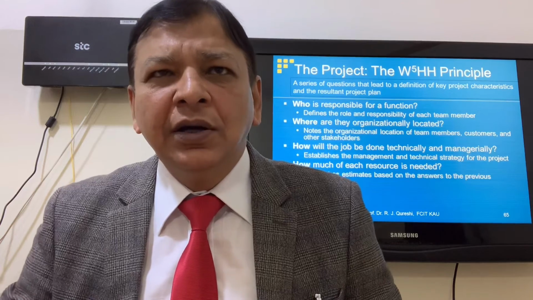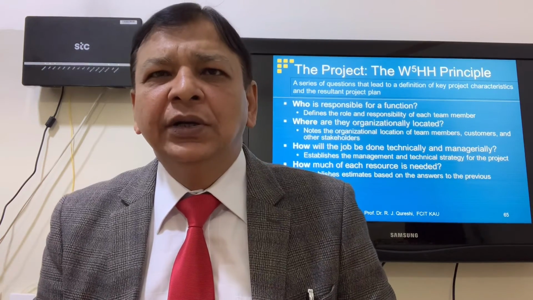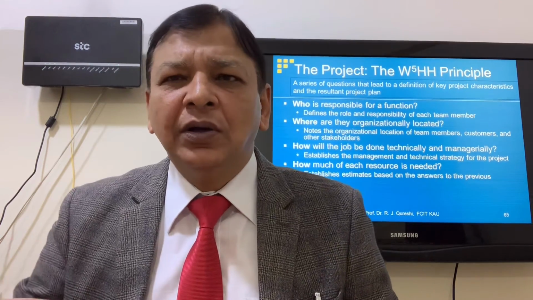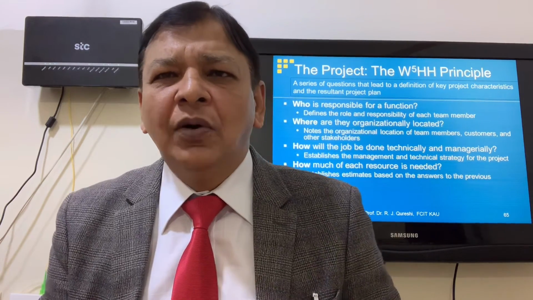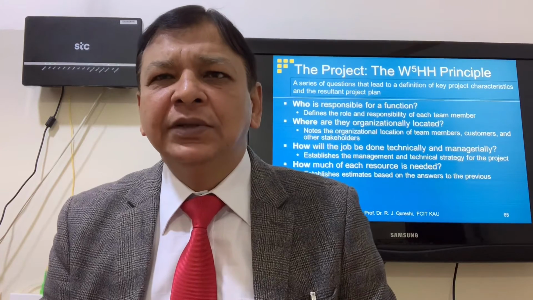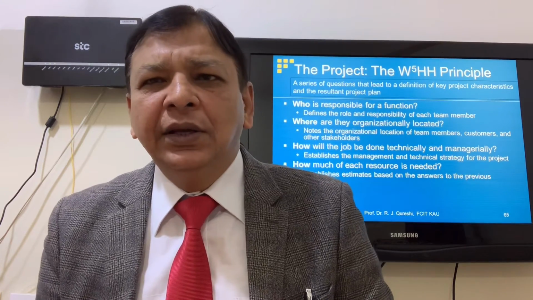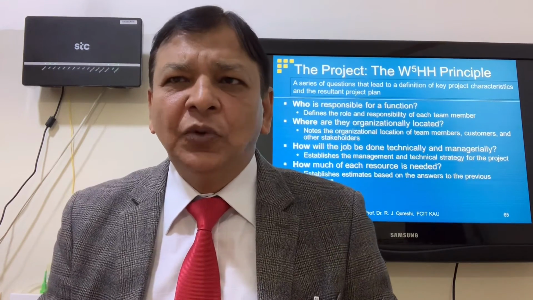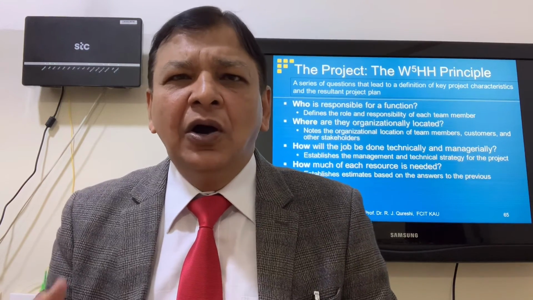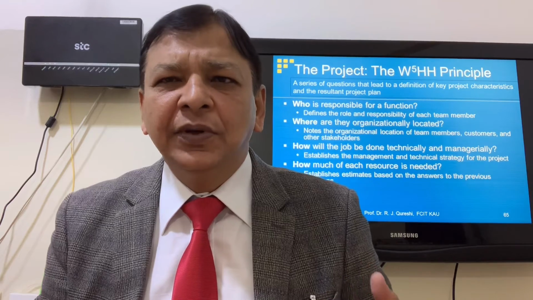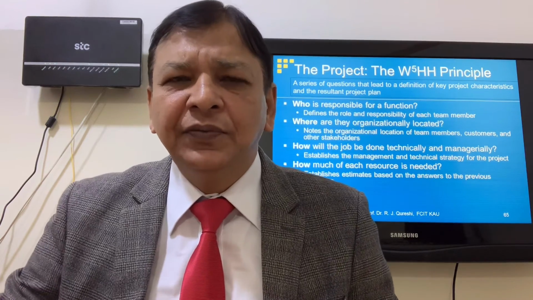Where are they organizationally located, are they co-located teams or distributed teams, or is it outsourcing or a commercial off-the-shelf system or third-party software development? How will the job be done technically and managerially? So the management and technical strategy of the project is established or not. How many resources are required in terms of infrastructural resources, in terms of team size?